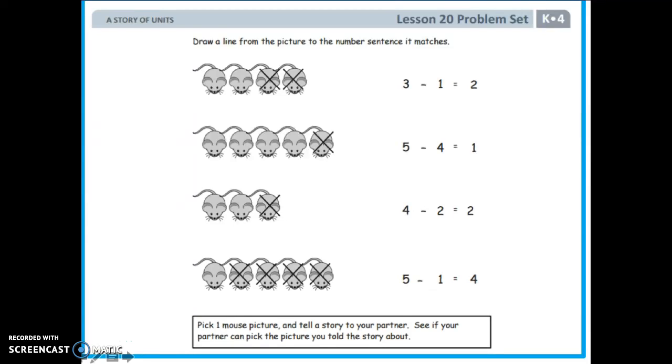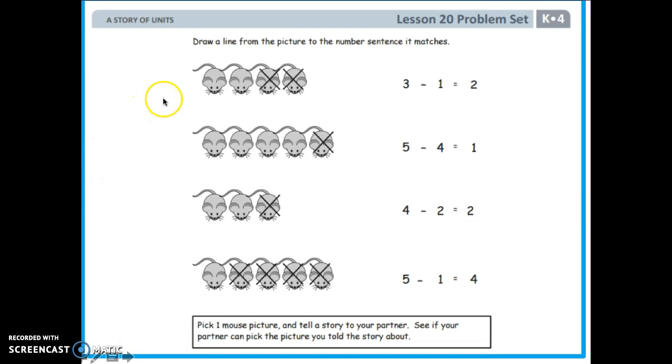Hi boys and girls, this is lesson 20 problem set, and we are going to be doing the cross-out method and matching the picture to the number sentence. So here are the directions. Draw a line from the picture to the number sentence it matches.